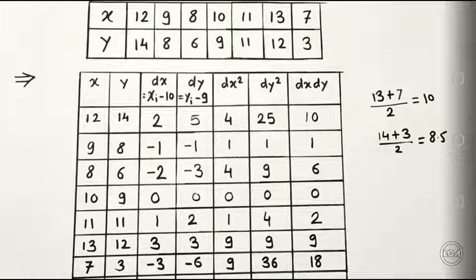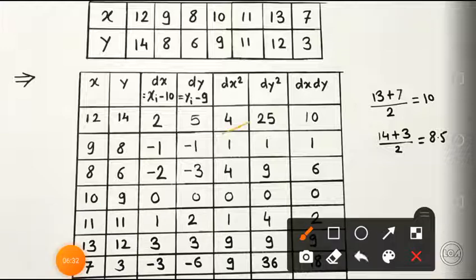Then dx square is, you can see, 2 square is 4, minus 1 square is 1, minus 2 square is 4, then 0, then 1, 9, 3 square 9, minus 3 square again 9. For the dy square, 5 square is 25, minus 1 square 1, minus 3 square 9, 0 square 0, 2 square 4, 3 square 9 and minus 6 square 36.